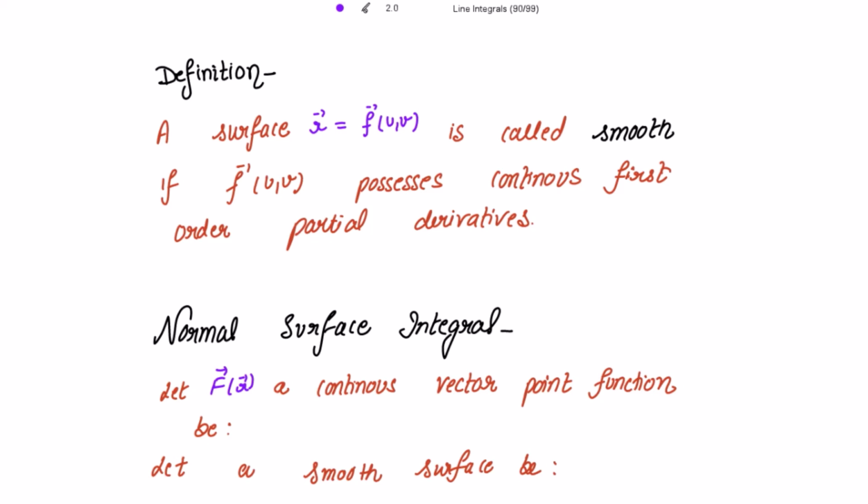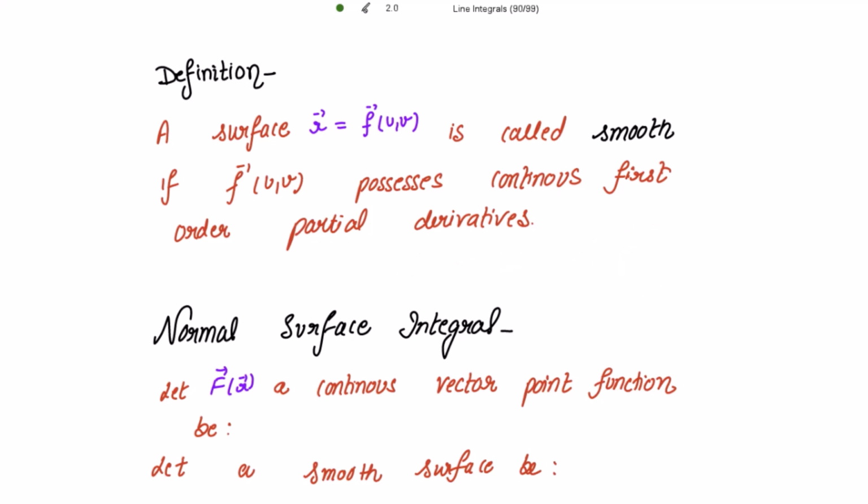Now what is a vector point function? A function that assigns a vector to each point of some region of the space. For example, if this is your region R, and suppose this be the point x, y, z, if to each point x, y, z of this region R in space, there is assigned a vector f that is depending upon x, y, z this point, then this f vector is your vector point function. That is to assign a vector to a point which is present in this region R, to each point.